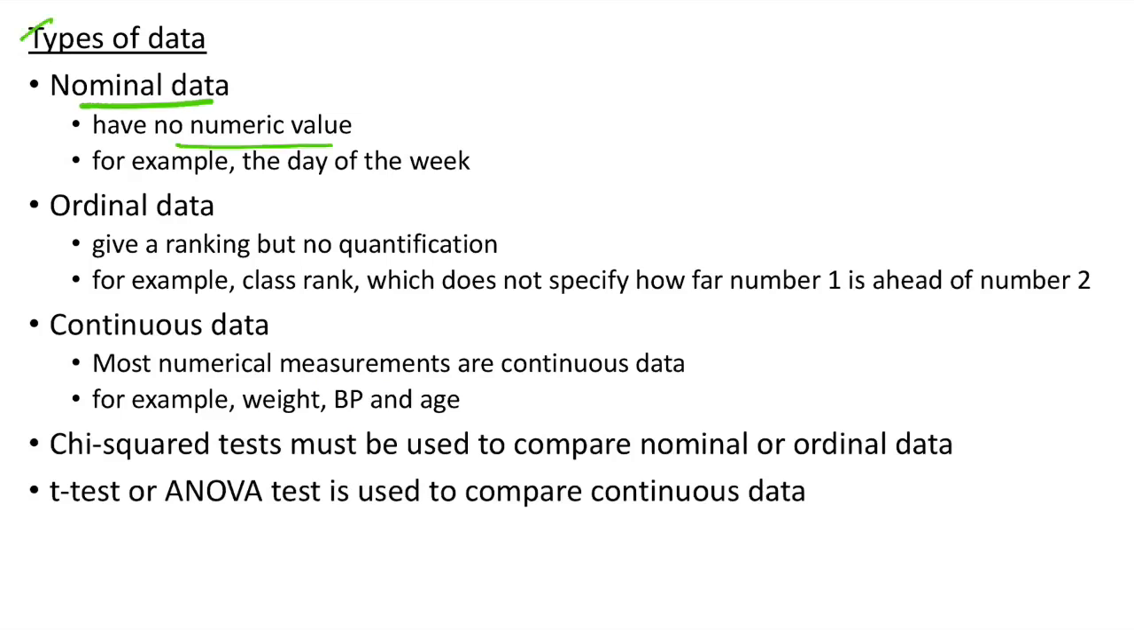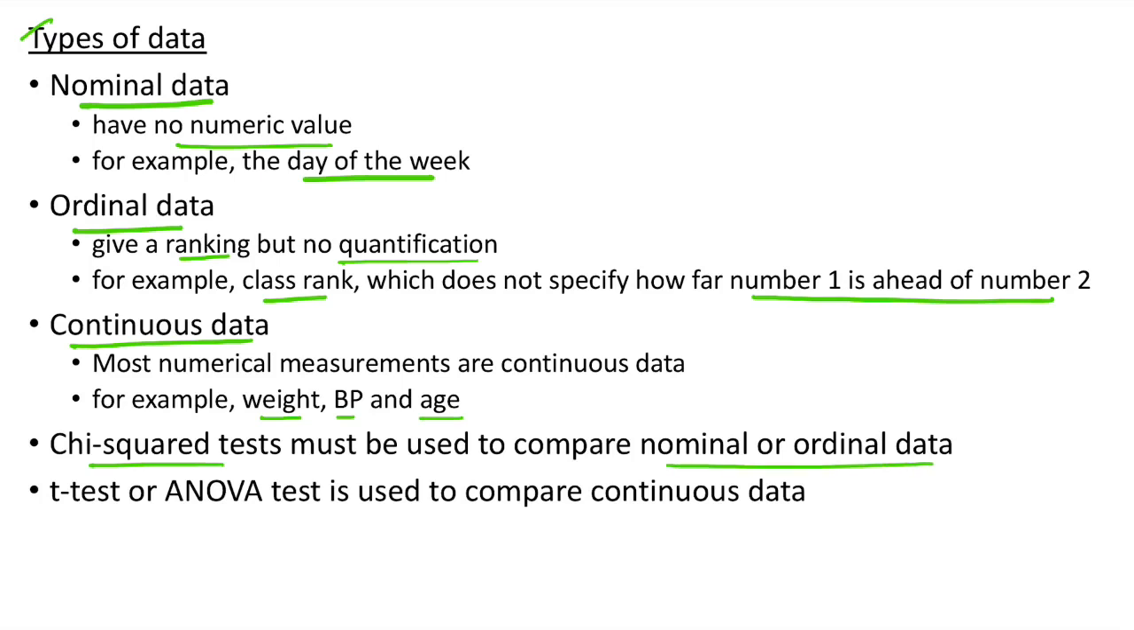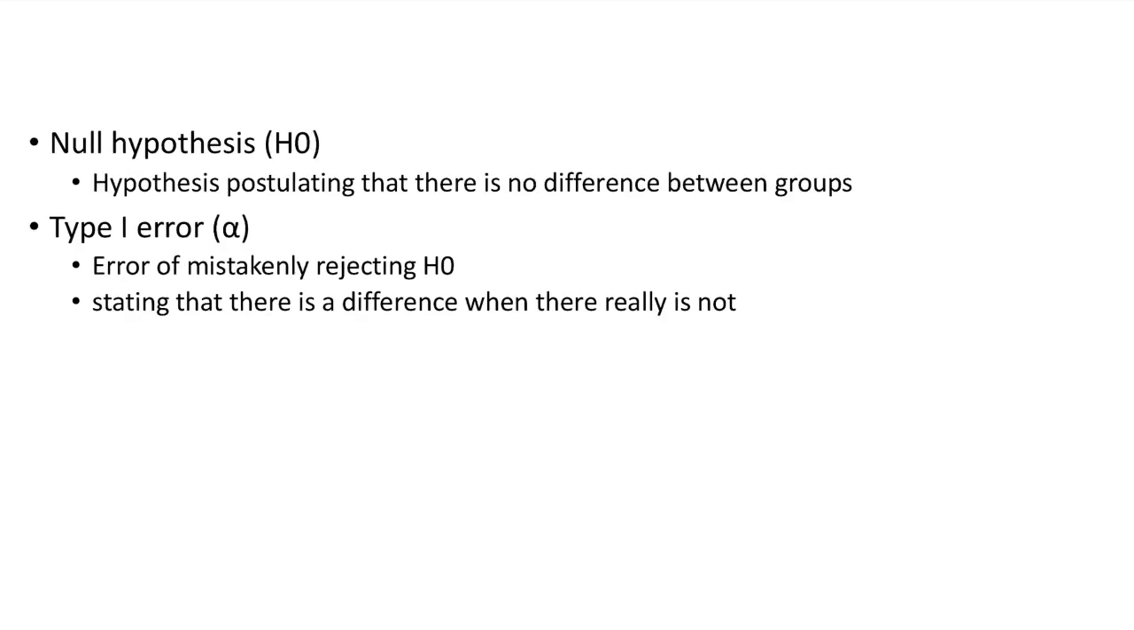Now let us see about the types of data. Nominal data have no numeric value, for example, the day of the week. Ordinal data give a ranking but no quantification, for example, class rank, which does not specify how far number 1 is ahead of number 2. Continuous data, most numerical measurements are continuous data, for example, weight, blood pressure and age. Chi-square test must be used to compare nominal or ordinal data. T-test or ANOVA test is used to compare continuous data.